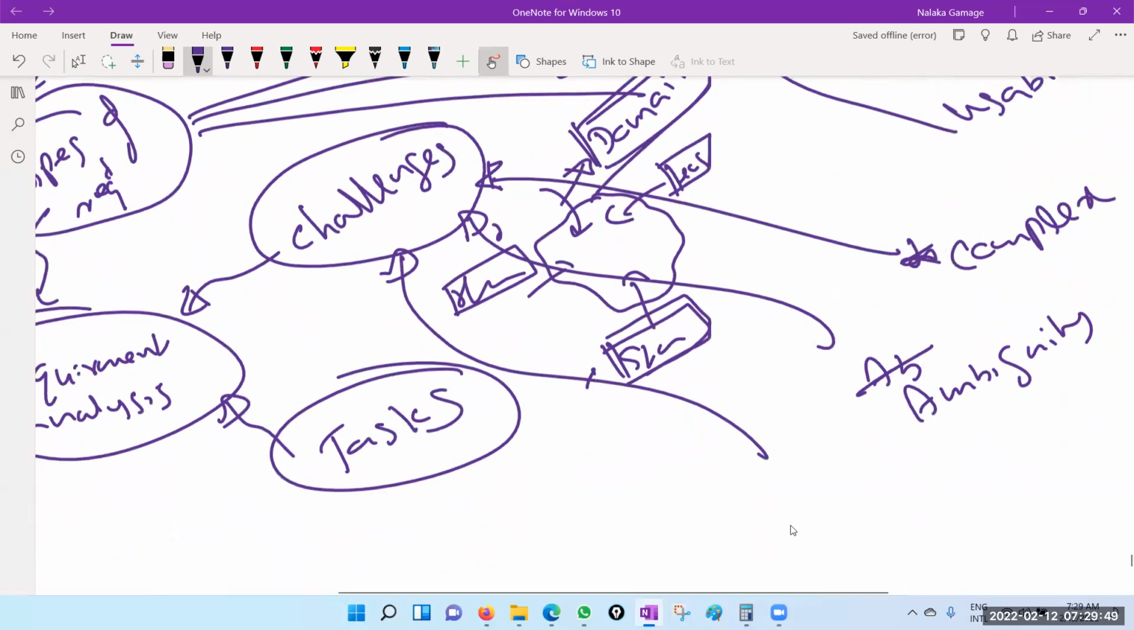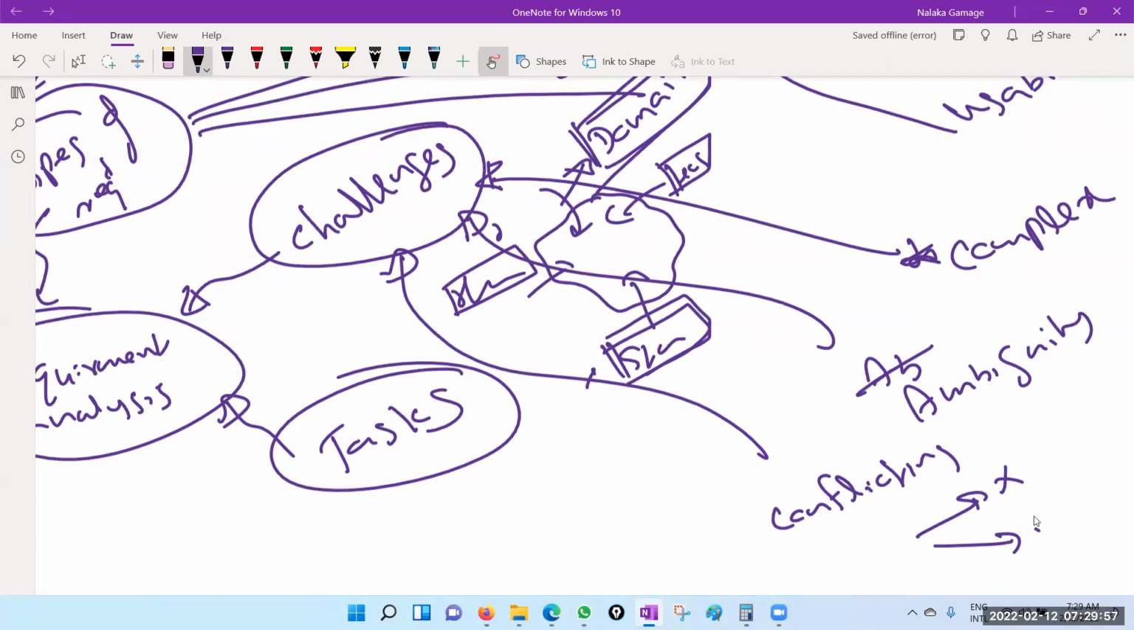Another challenge is conflicting requirements. Conflicting. So one person says X, the other person says not X, not really X, something different. So then which one we are going to develop? Is it X interpretation of the X or interpretation of the Y? It's related to ambiguity as well, but sometimes it can be conflicting, because one manager's expectation and the other manager's expectation can be conflicting. Okay, so conflicting requirements, ambiguous requirements, complex requirements.